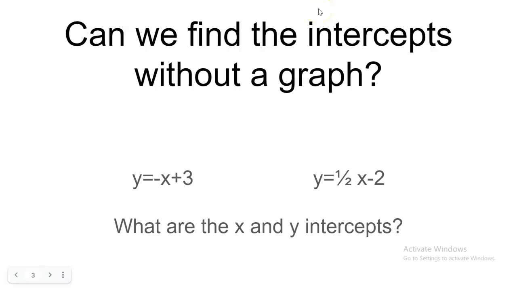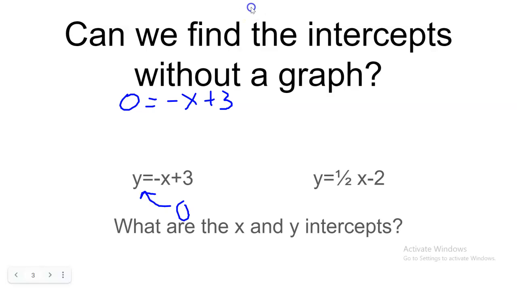Okay, I want to use that same logic to find my x-intercept. To do that, I'm going to plug 0 in for y and solve for x. And we've been practicing solving multi-step equations, so we're ready for this. So if I plug 0 in for y, I get 0 is equal to negative x plus 3. Okay? Now I want to solve for x.